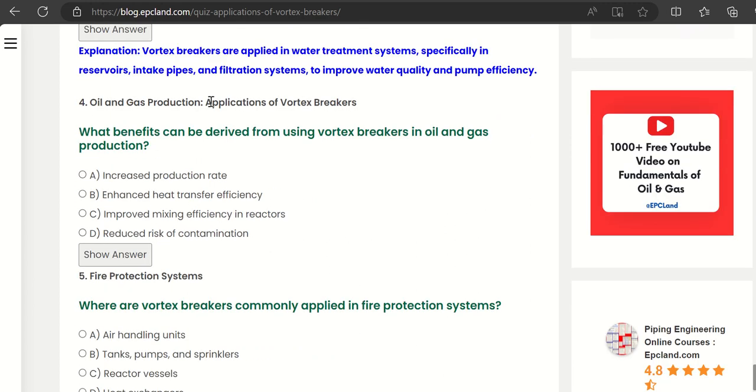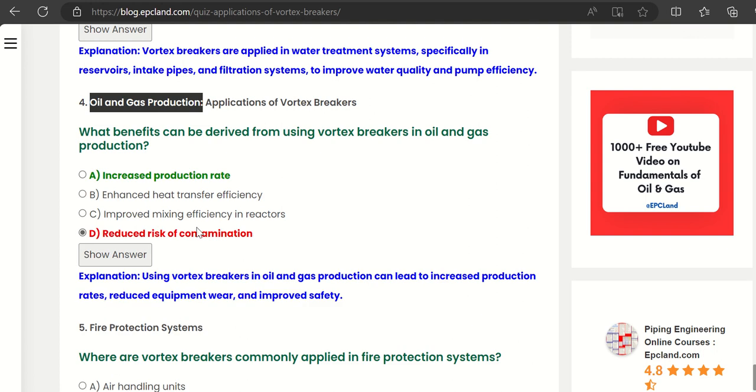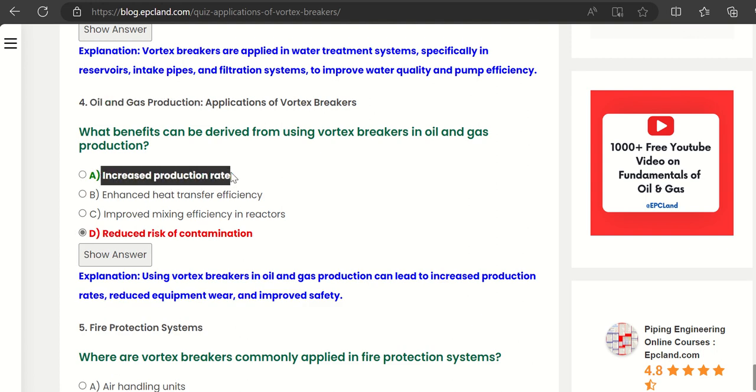Now, oil and gas production, application of vortex breakers. In the oil and gas sector, how are we utilizing the vortex breakers? What benefits can be derived from using vortex breakers in oil and gas? An increased production rate, enhanced heat transfer, improved mixing, reduced risk of contamination. Now, suppose we choose this option. Okay, this is the wrong answer, and the correct answer is increased production rate.